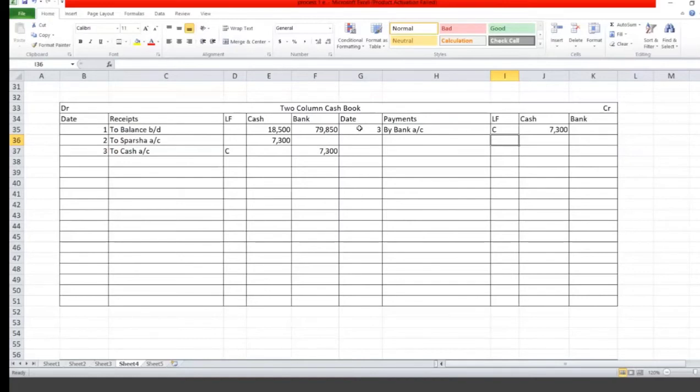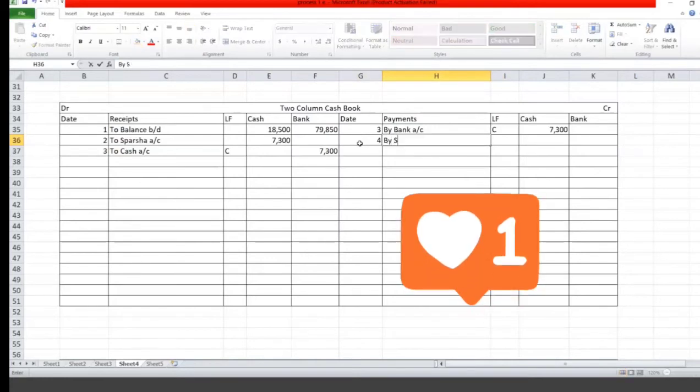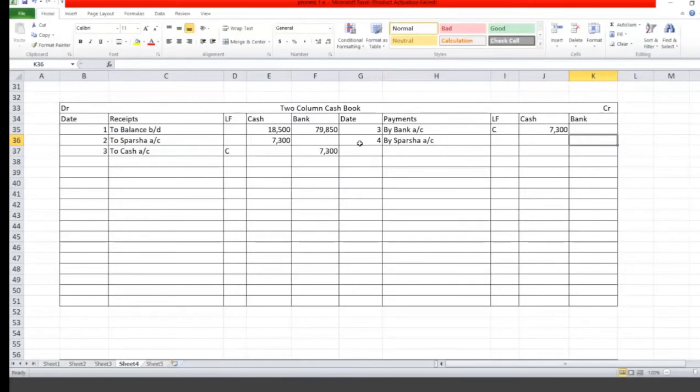Clear? Next, the check that Sparsha gave got dishonored. That means we didn't receive any kind of money, right? So write down by Sparsha account. What is the amount? 7,300. In the bank only it got dishonored. So now debit side cash column 7,300, credit side cash column 7,300.